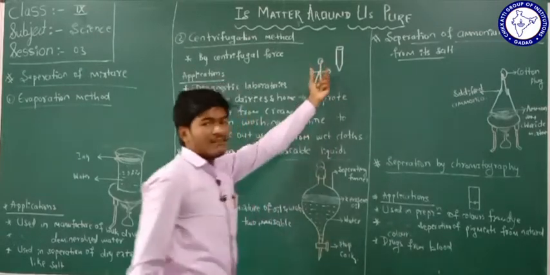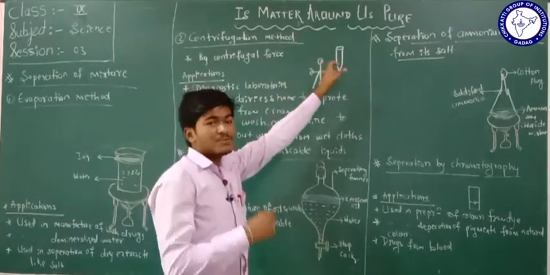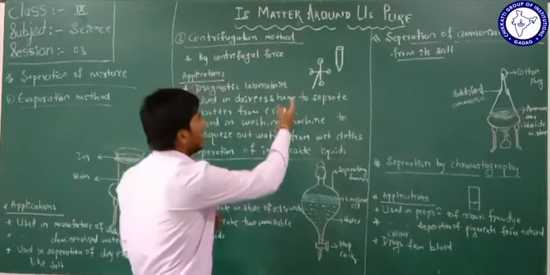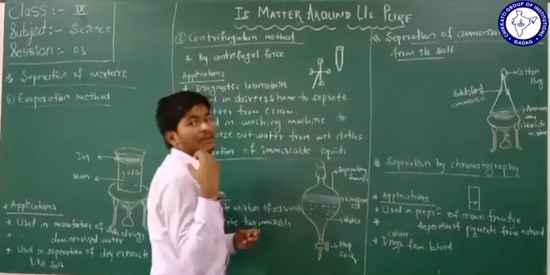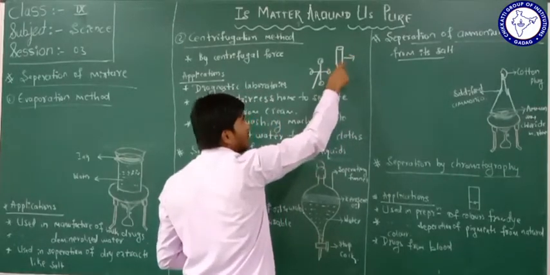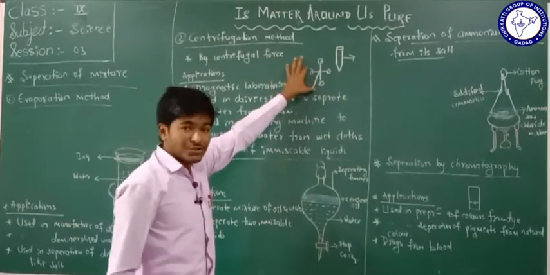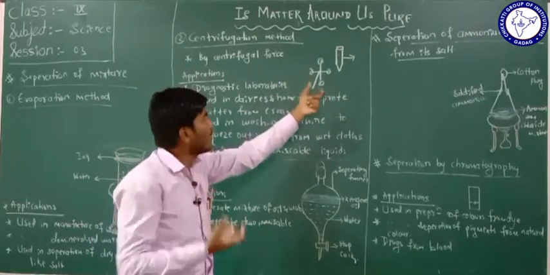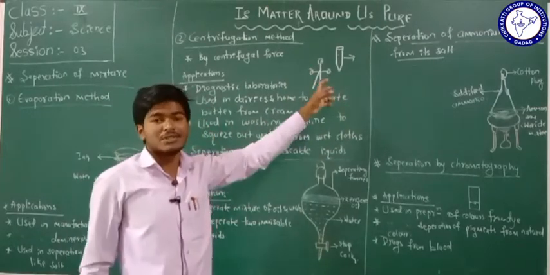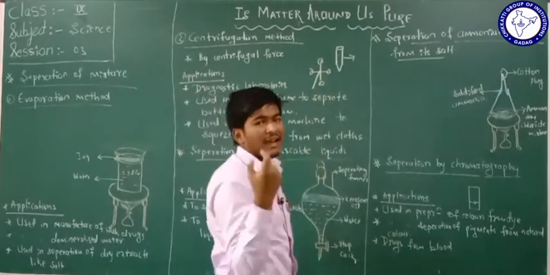What happens after that? When the machine starts, these test tubes are going to rotate very fast in the machine. What happens here? We are placing our mixture into this centrifuge test tube, and we are going to place that centrifuge test tube into the test tube holders which are present in the centrifuge machine. When we switch on the centrifuge machine, it starts rotating at a very high speed.